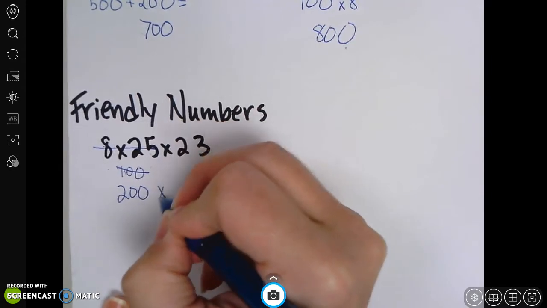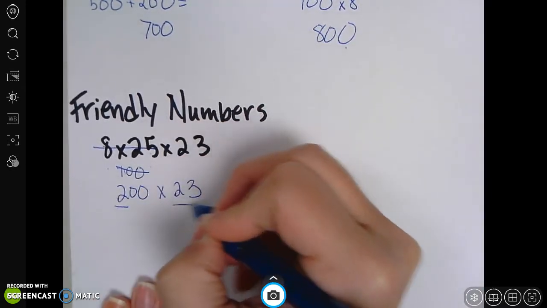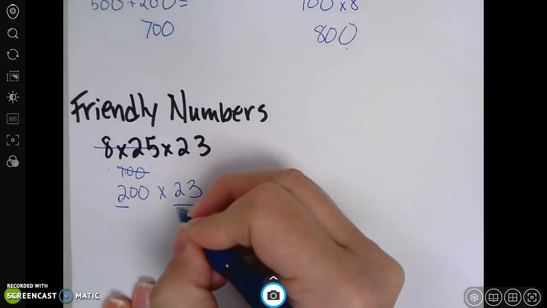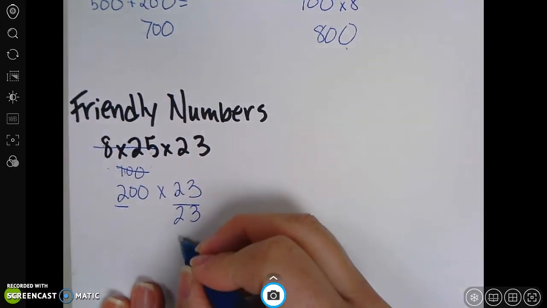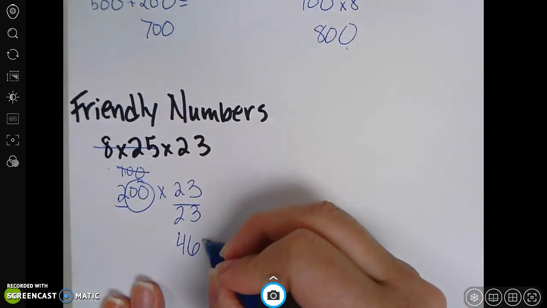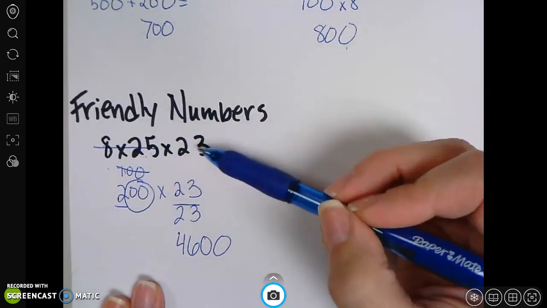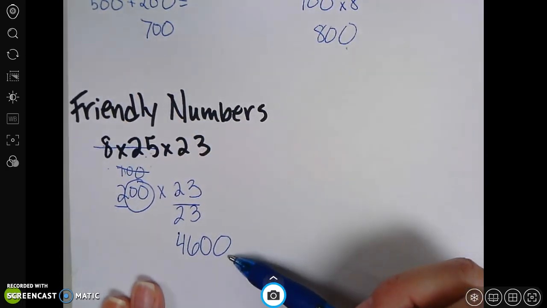Gone. Now I'm left with 23. So I can think 2 times 23, which is the same as just doubling 23, which is 46. 2 zeros in the problem, 2 zeros in the answer. And the product of 8 times 25 times 23 is 4,600.